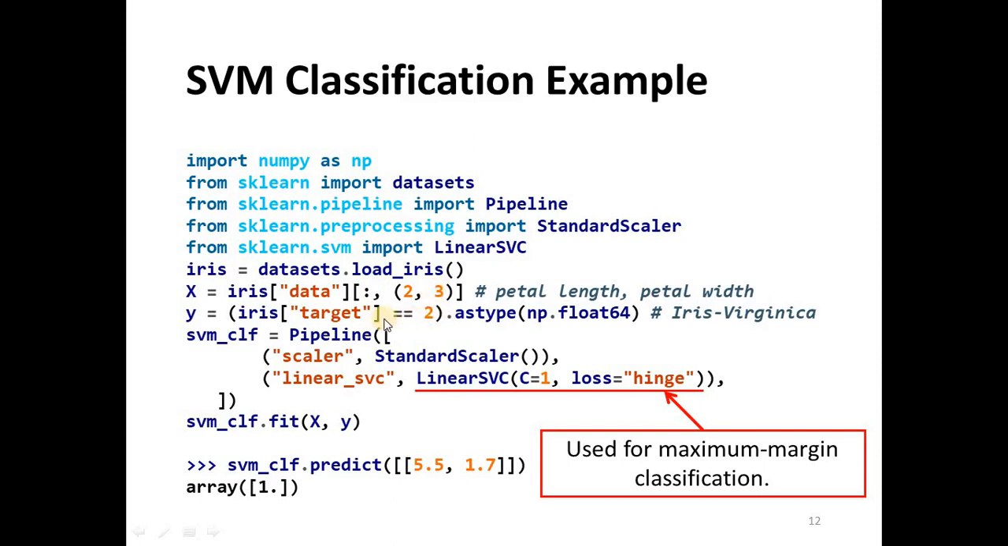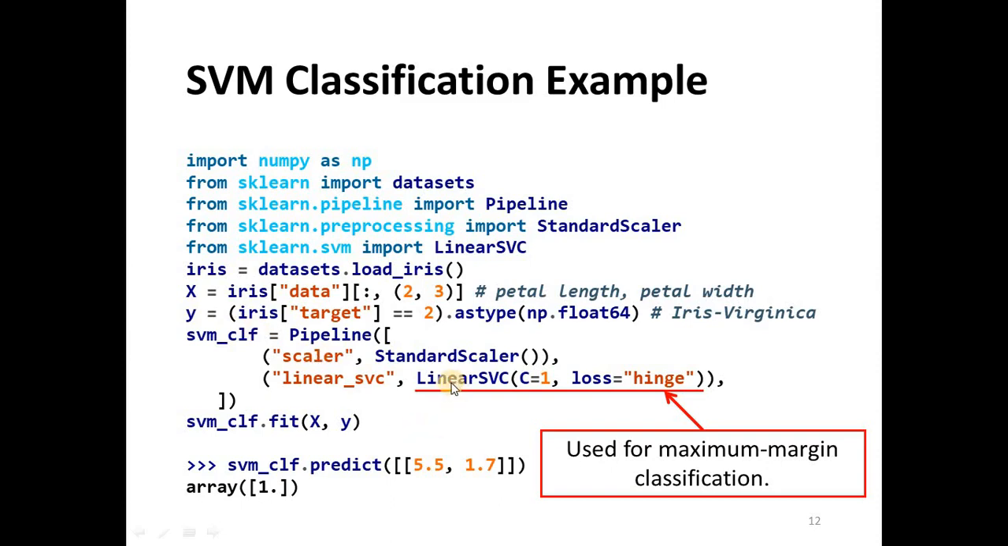For the target, we have 3 labels, 0, 1, and 2. 2 is the label for virginica iris flowers, and we now want to have a binary classifier. So the labels here are 0 or 1, 0 if not virginica, and 1 for virginica.